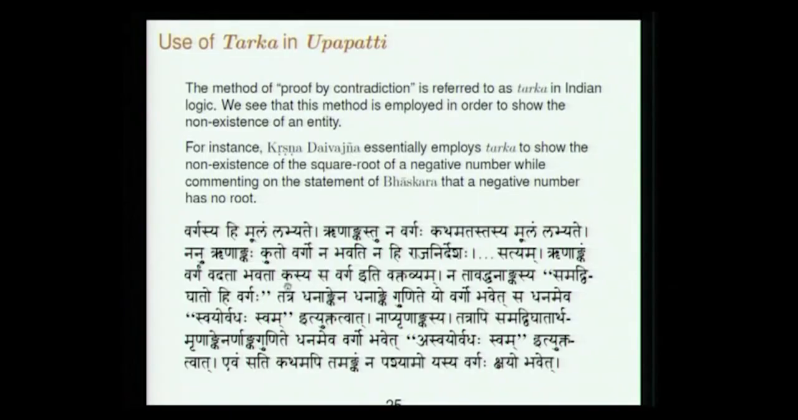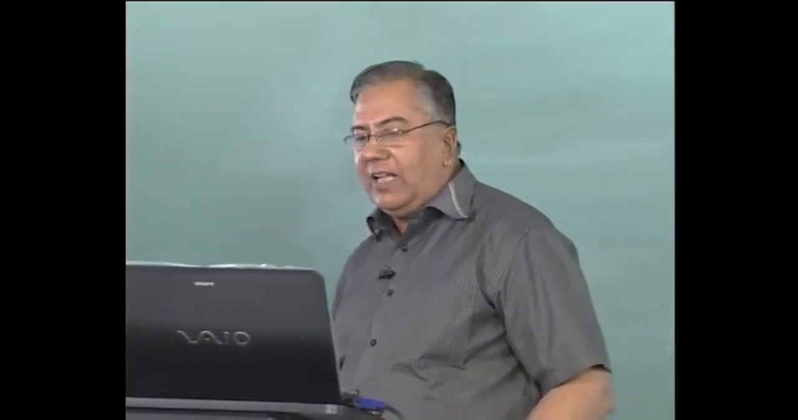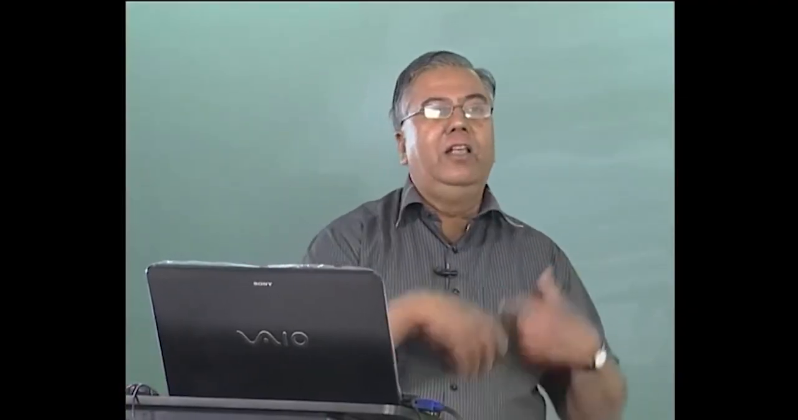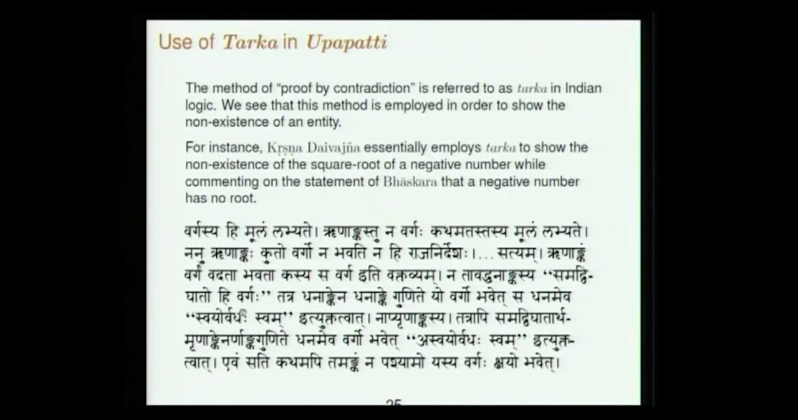So, nanu runaka kuto vargo na bhavati, nahi raja nirdesha. Why is it that a negative number is not a square? It's not a royal fiat. Satyam runankam vargam vadata bhavata, kasya sa varga iti vaktavyam. You who are arguing that a negative number is a square, you should tell me whose square it is. Na tavad dhanankasya, it cannot be the square of a positive number because of the rule samadvighato hi varga, because the square of a positive number is positive.